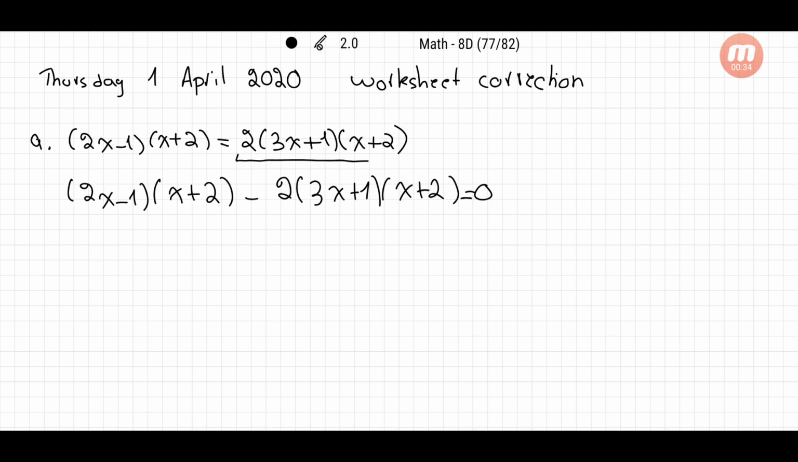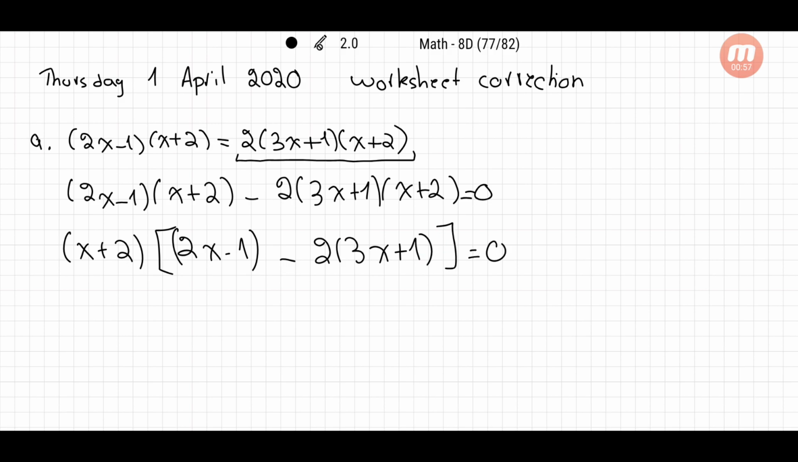This is all considered as one term positive. I take it to the left side and make it negative. Now x + 2 is a common factor. I need to factorize, so I take x + 2 as a common factor. I'm left with (2x − 1) − 2(3x + 1) = 0. Now (x + 2)(2x − 1 − 6x − 6) = 0.